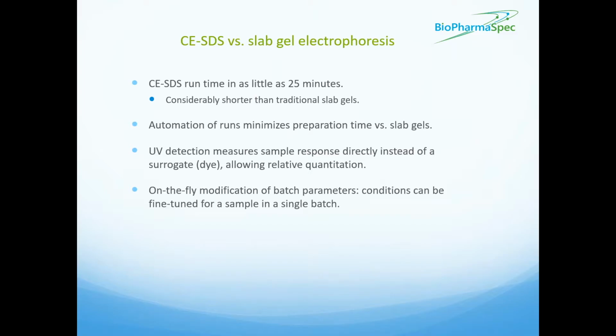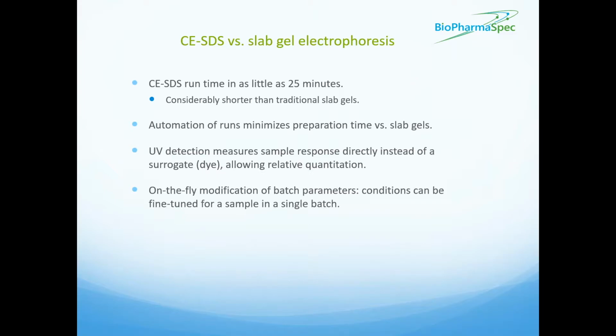But why would you want to use CE-SDS over slab gels if you have them? Well, there's a variety of reasons that this kind of more up-to-date procedure is more useful, I would say. CE-SDS has much shorter run times than traditional slab gels. You can run these in about half an hour. So obviously your throughput is that much higher. The fact that you have automation of the runs means that you minimize your preparation time. So again, things have a higher throughput.